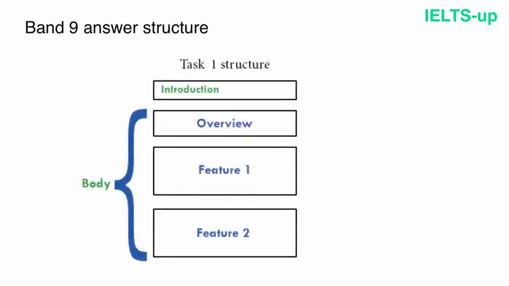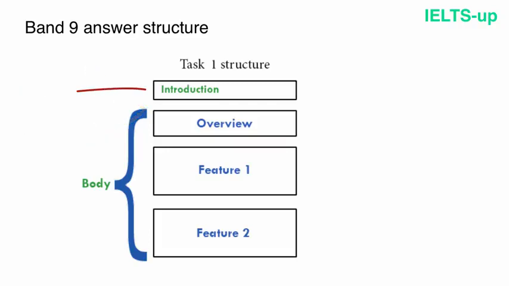And here's the Band 9 answer structure that we described in the previous lesson. You can see a link for the lesson on the right. In any case, if you are answering an IELTS Writing Task 1 question, you can get a Band 9 for your answer by following this ideal answer structure.